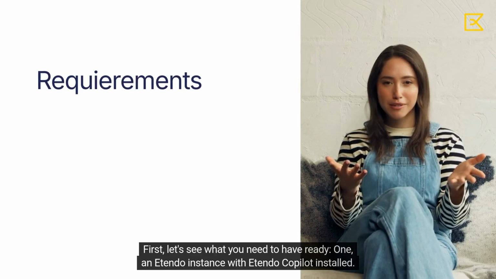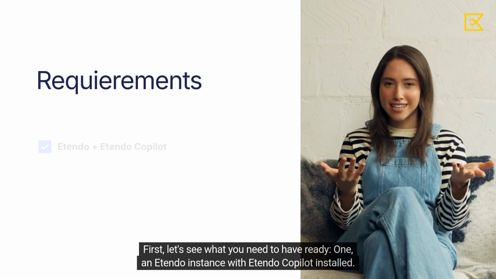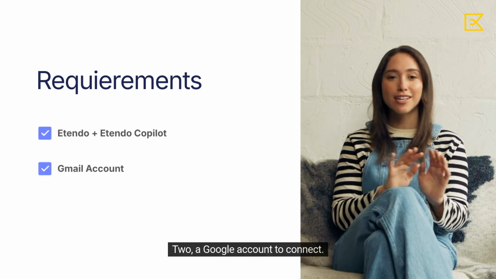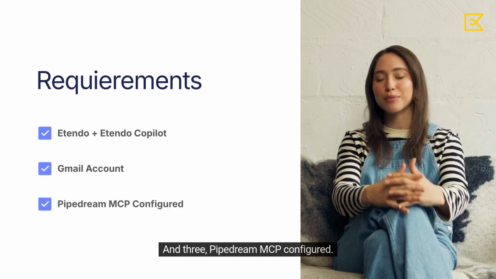First, let's see what you need to have ready. 1. An Etendo instance with Etendo Copilot installed. 2. A Google account to connect. And 3. Pipedream MCP configured.